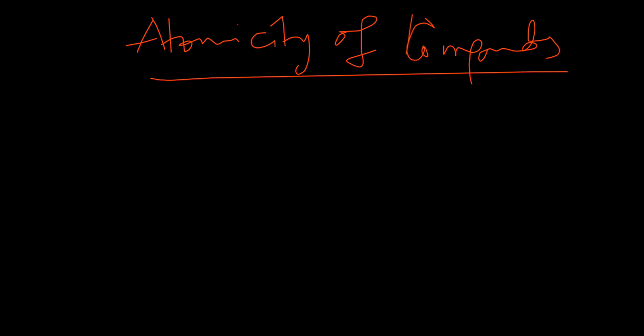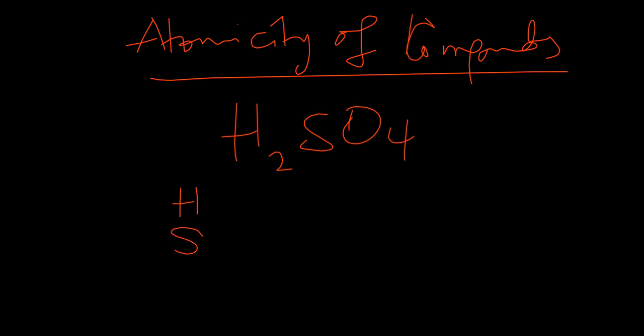So, let's say you have the compound H2SO4. This compound has some atoms that come together to form it. So you have hydrogen atoms in there. You can also see sulfur atoms in there. You can see oxygen atoms in there.